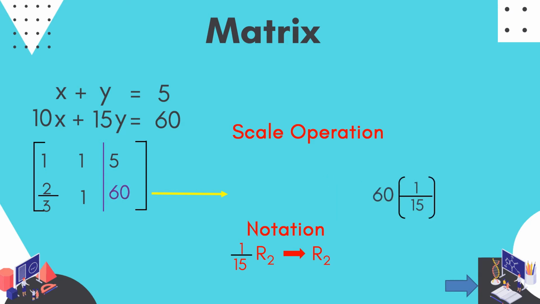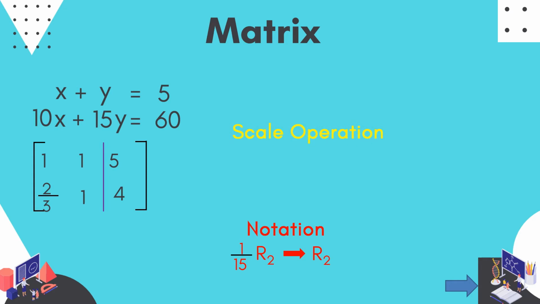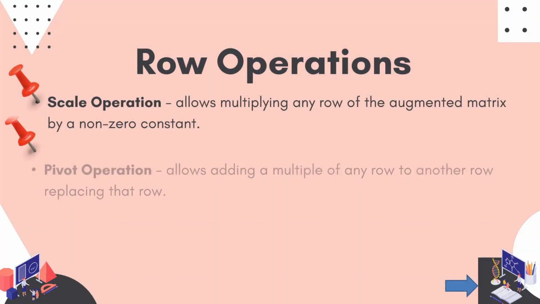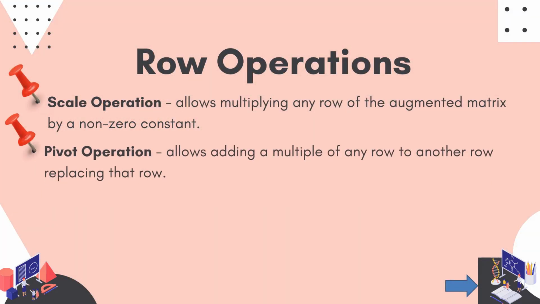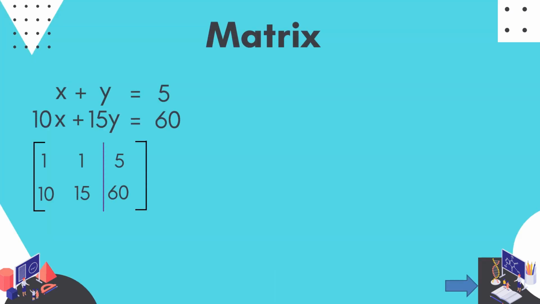And 60 times 1 over 15 is equal to 4. So this is the way how we're going to solve the scale operation. The second one is the pivot operation. It allows adding a multiple of any row to another row, replacing that row. For example, using the same matrix, our target now is to make this number 15 into 0.